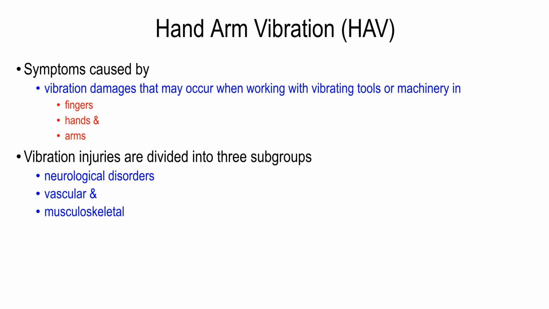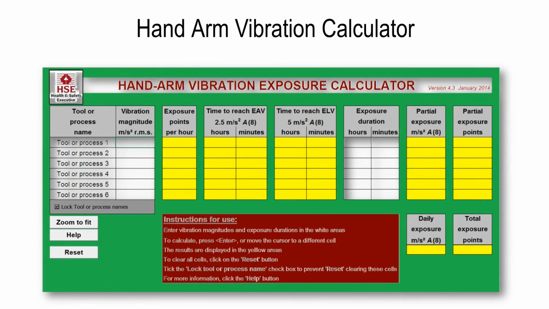Hand-arm vibration, or HAV, symptoms are caused by vibration damage to fingers, hands, and arms from vibrating tools. Vibration injuries are divided into three subgroups: neurological, vascular, and musculoskeletal disorders. This slide shows a hand-arm vibration exposure calculator. It helps determine daily and partial exposure points based on the vibration magnitude and duration for different tools or processes.